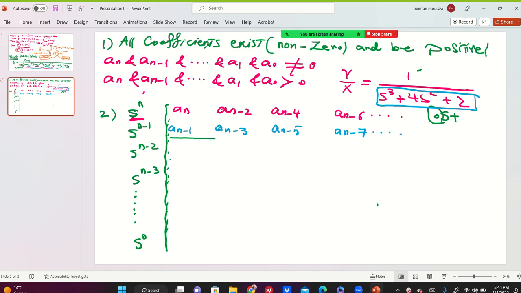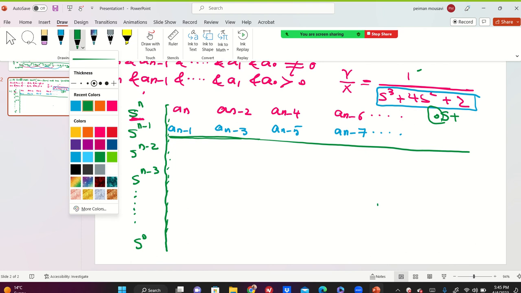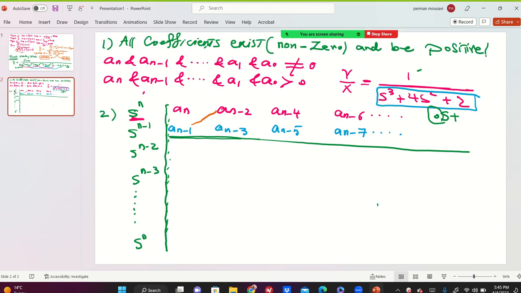So until this point, you are copying exactly from the closed loop transfer function. After here, you have to do some operations. What's that operation? That's it. You have to multiply this by this, subtract from this by this, divided by the first. So what you have to do here is a_(n-1) a_(n-2) minus a_n a_(n-3), divided by a_(n-1).